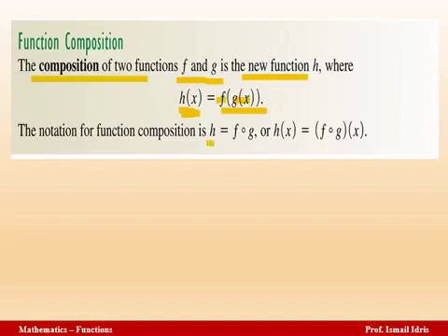This new function, which is called the composition function, is always written this way, f circle g. Or we say h of x equals (f circle g) of x. This is the notation for the composition function.